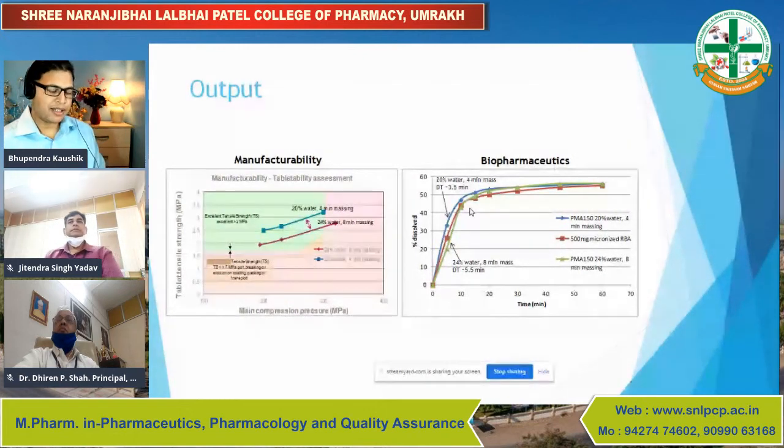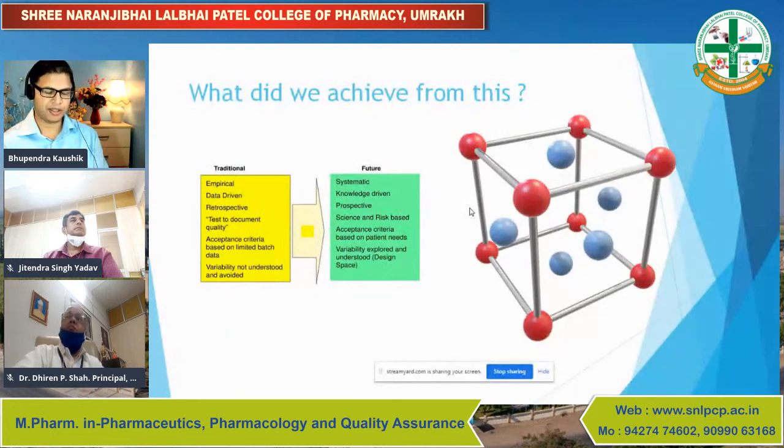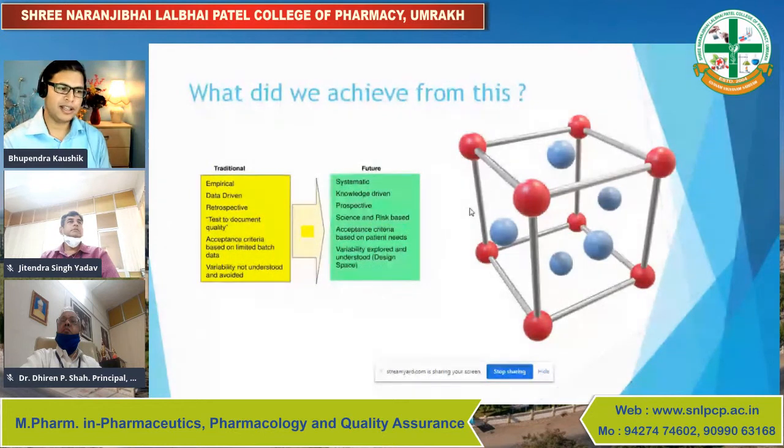Ultimately, what we're doing here is moving from a traditional approach to a futuristic approach. It's all about going scientific. It's all about understanding the variability. And whatever we're doing is knowledge and data driven, instead of saying, oh well, this will not affect it. No, let's do some work, look at the data, and then make a decision. Okay. And that is what ultimately QbD is asking for: let's think about everything that could possibly go wrong.